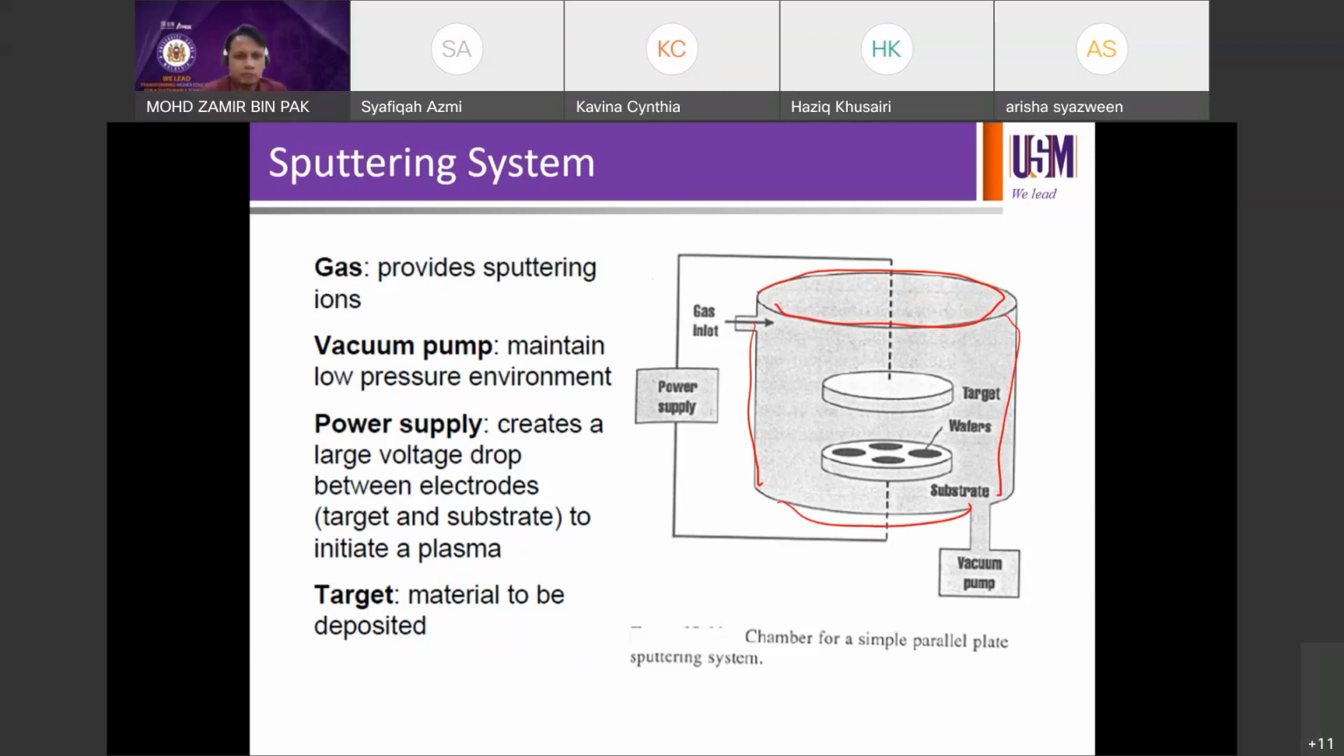And then you need the gas in order to provide the ions. Vacuum. So typically we evacuate the chamber.